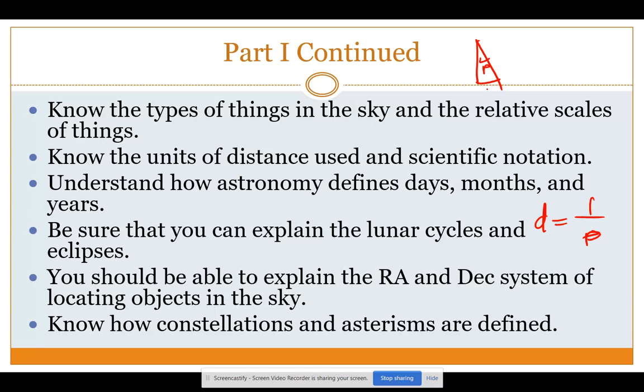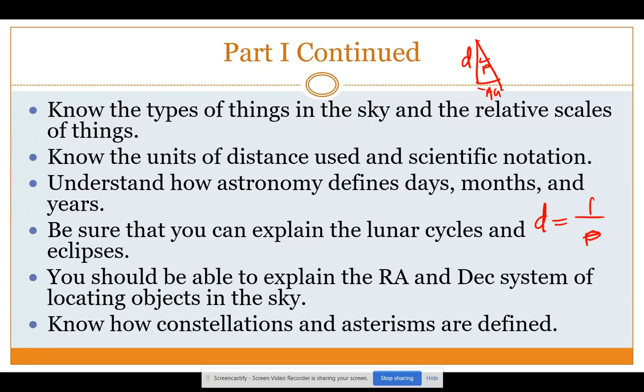Here's that parallax angle. There's the distance of 1 AU. And this is the distance. Actually, that would have worked. That's the distance we're determining. And so the distance in parsecs is 1 divided by the parallax angle in arc seconds. So you should understand those different distance designations.